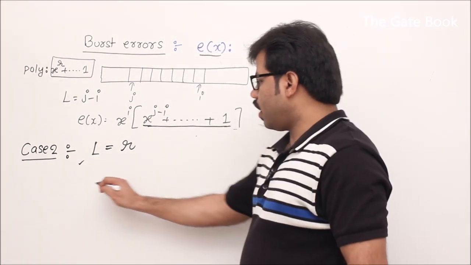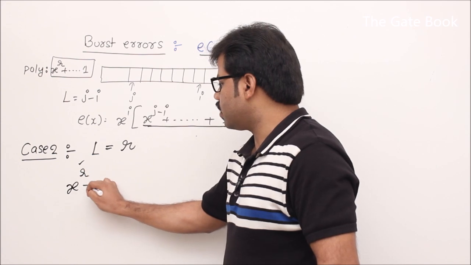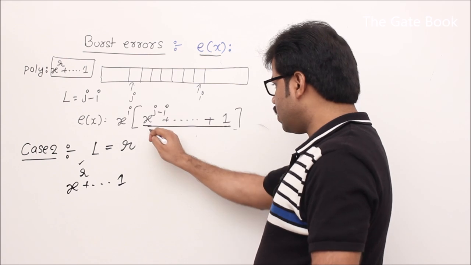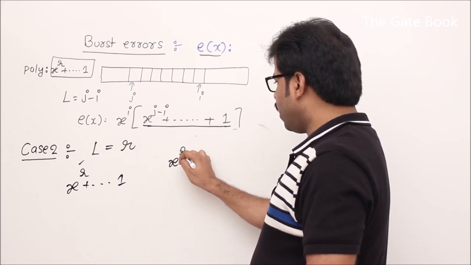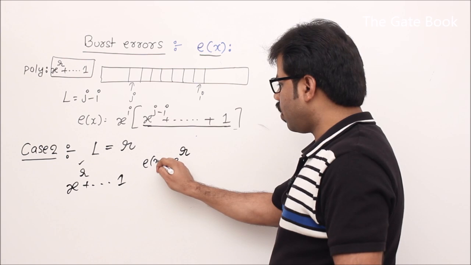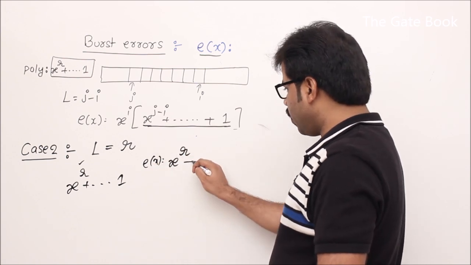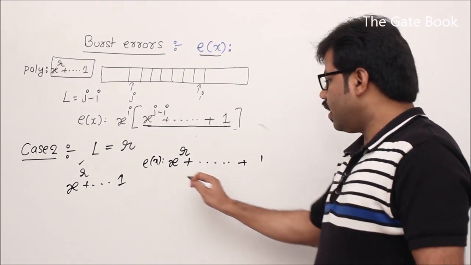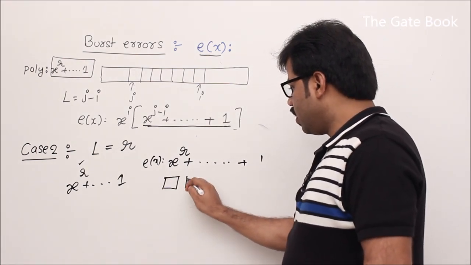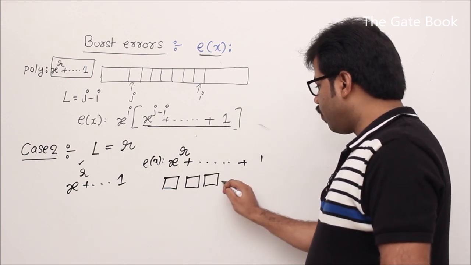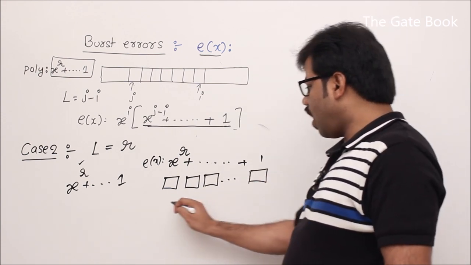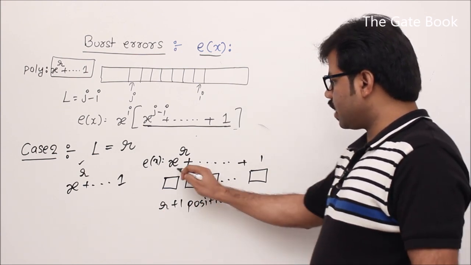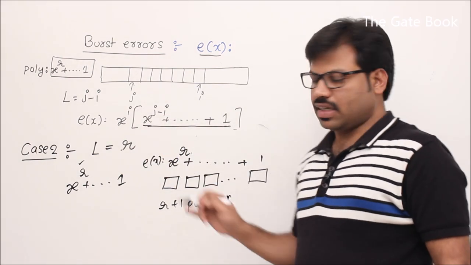When you have a polynomial of x power r plus something plus 1, how many bits will you have here? This is also the same, right? This is your error polynomial. Error polynomial contains x power r plus something something plus 1, right? Then let's imagine the binary pattern for that. How many positions will that binary pattern have for that error polynomial? Definitely r plus 1 positions, isn't it? Now remember why it is x power r, because j minus i is r.